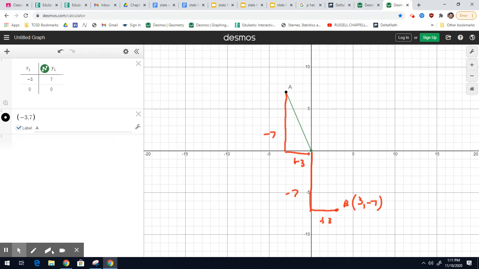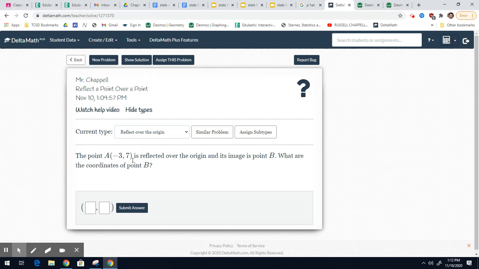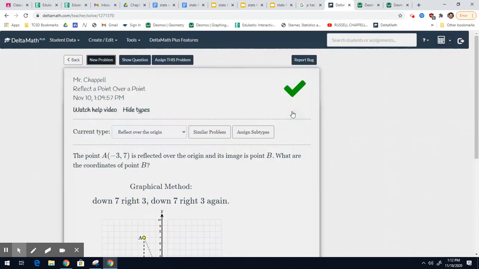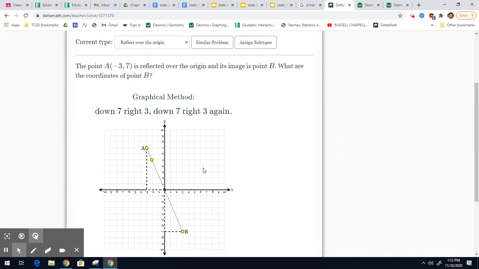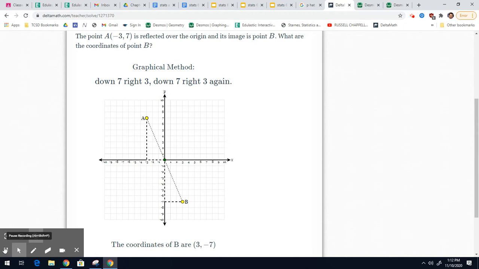You coming, Delta Math? Uh-oh. There we go. Sorry about that. 3, negative 7. It's like time froze for a second. All right, next. Let's see what they do. Next problem coming.